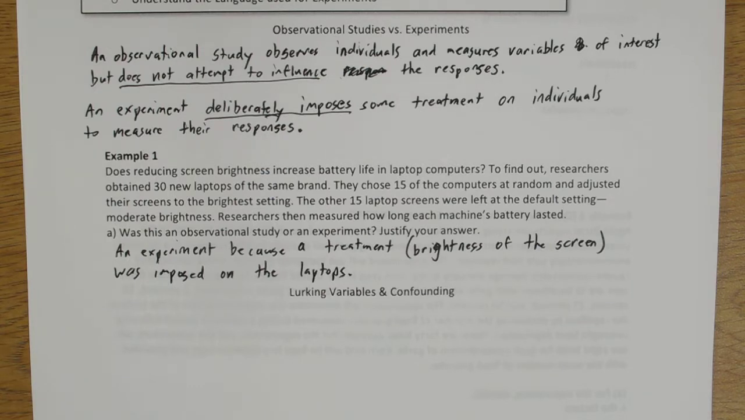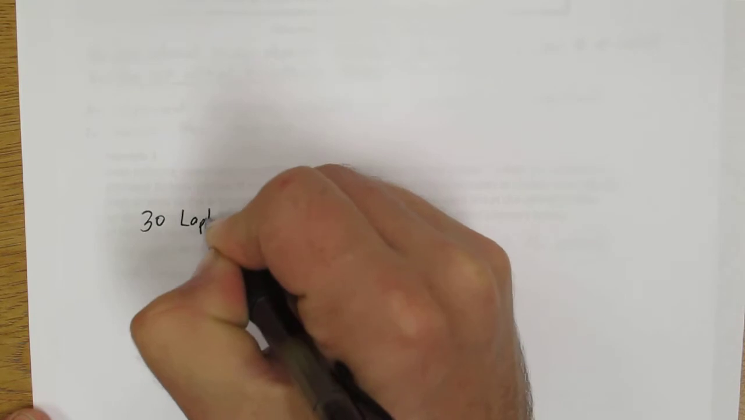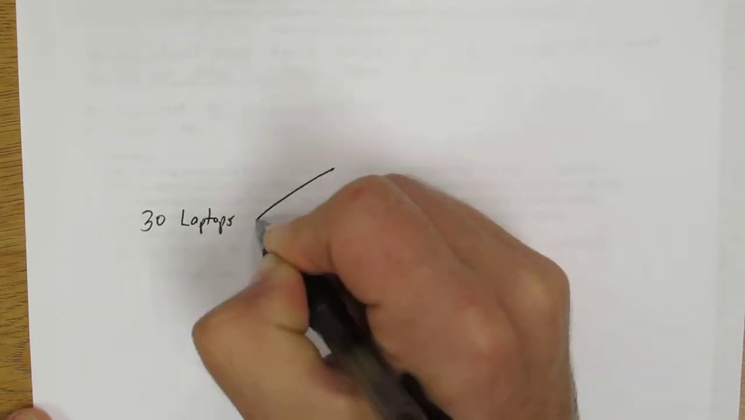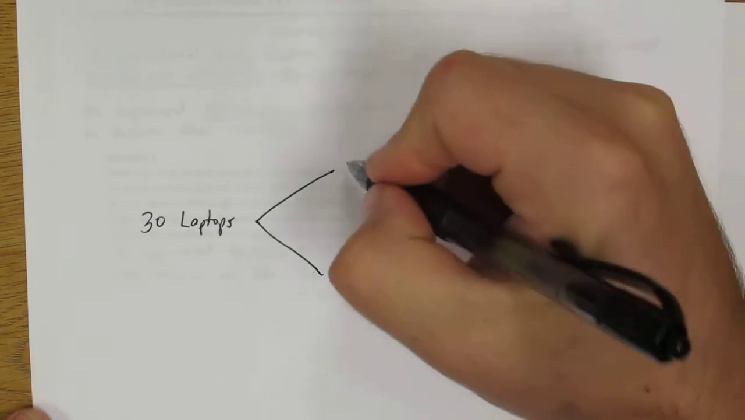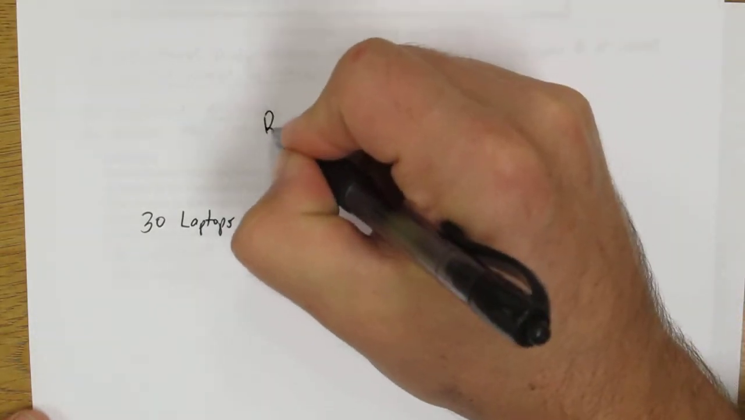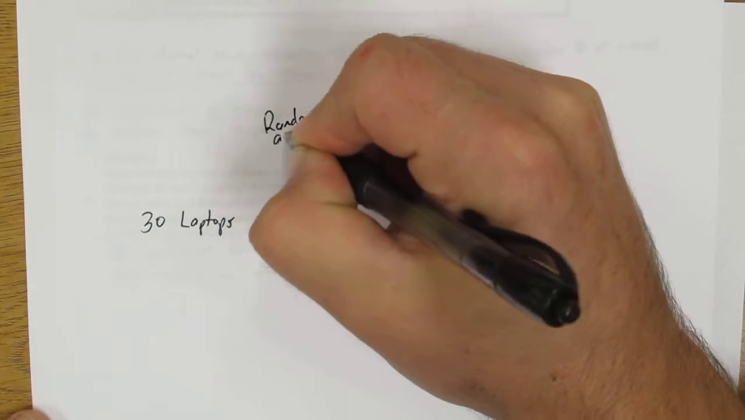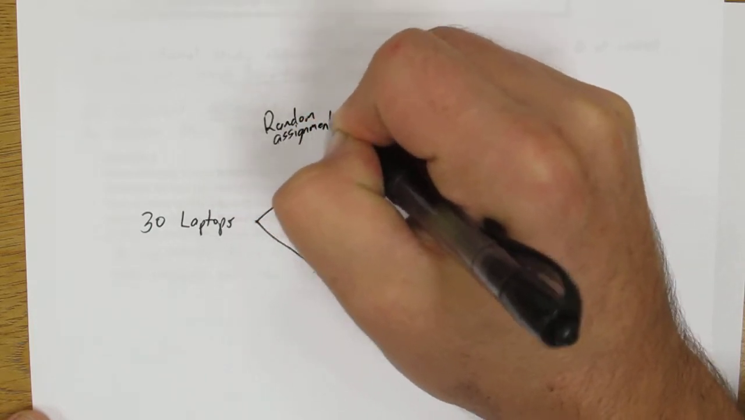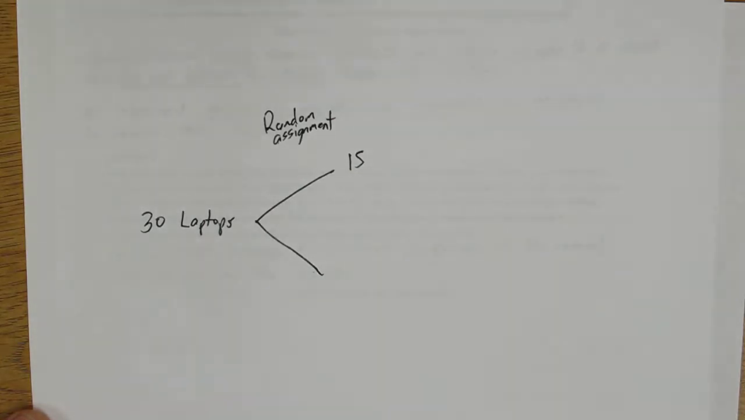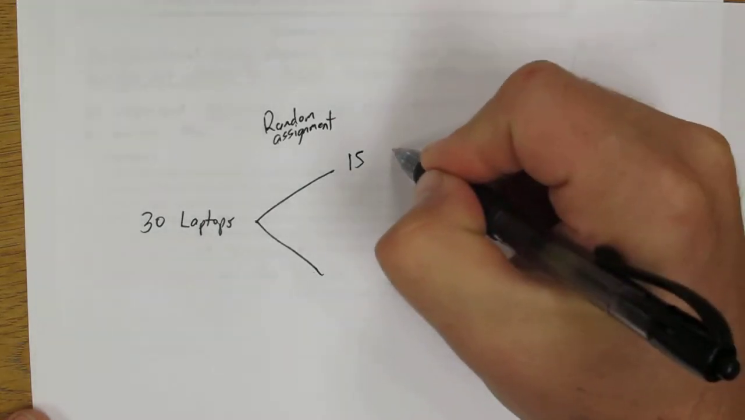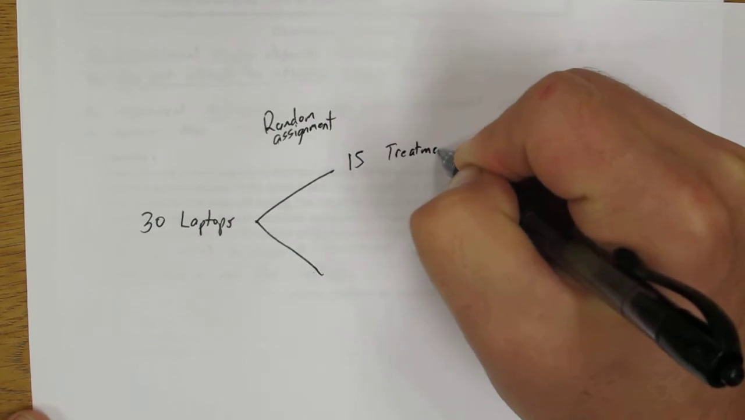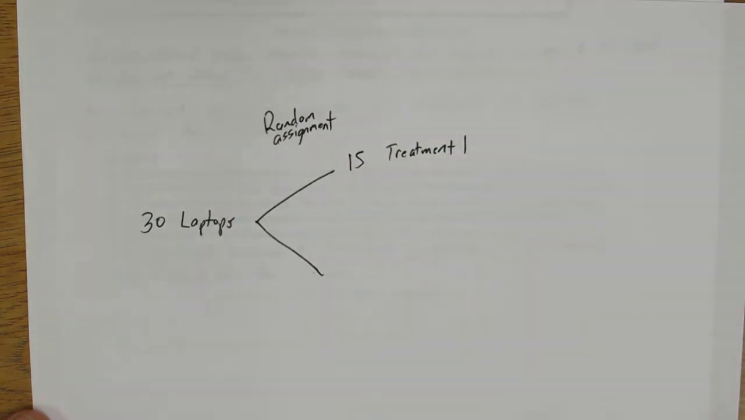The next thing we need to talk about is lurking variables and confounding. So if we think of this laptop example, basically it sounds like they started with 30 laptops, and they randomly assigned 15 to a treatment group. We'll call it treatment 1.